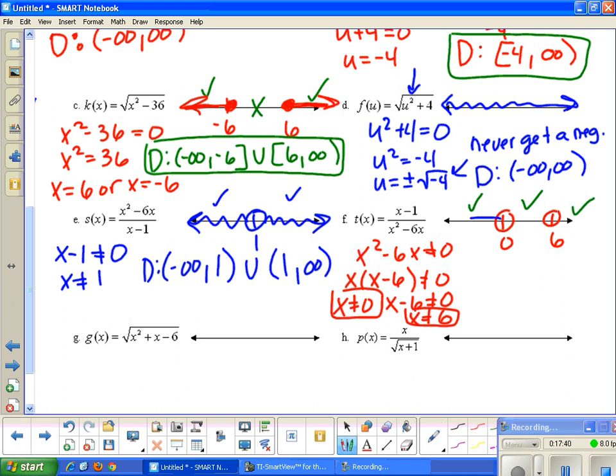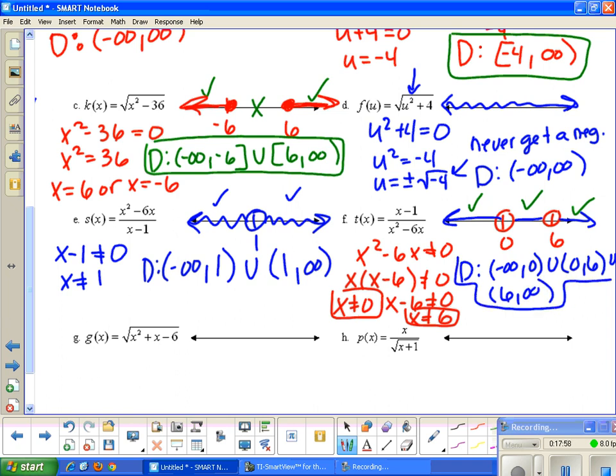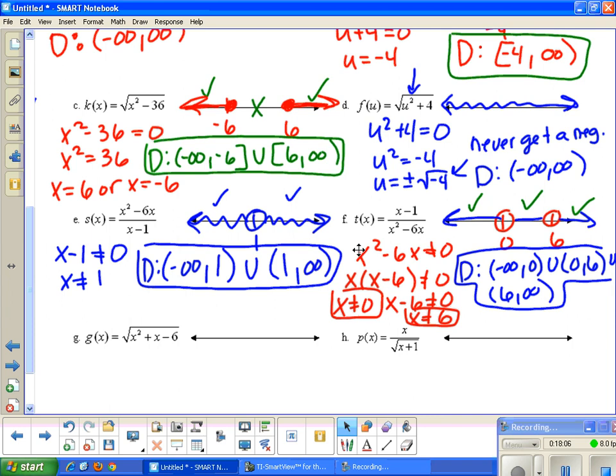So basically, for this one, everything works except for 6 and 0, so my domain would be negative infinity to 0, parenthesis, union, parenthesis, 0 to 6, parenthesis, union, parenthesis, 6 to infinity. So basically, again, that says all real numbers except for 0 and 6, but we always want to write it in interval notation. Now let's look at the next one.